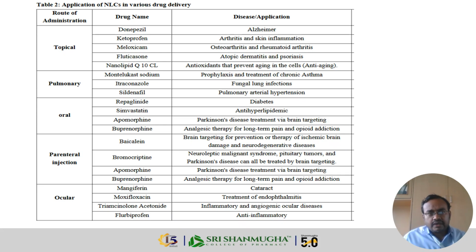It may be used for prophylaxis treatment of chronic asthma. That drug made in the form of a nanostructured lipid based carrier is available in the market with a different brand name. Likewise, repaglinide, simvastatin, apomorphine, and buprenorphine. These are several drugs available in nanostructured lipid carriers for oral administration. Likewise, we can go for parenteral injection and ocular injection.